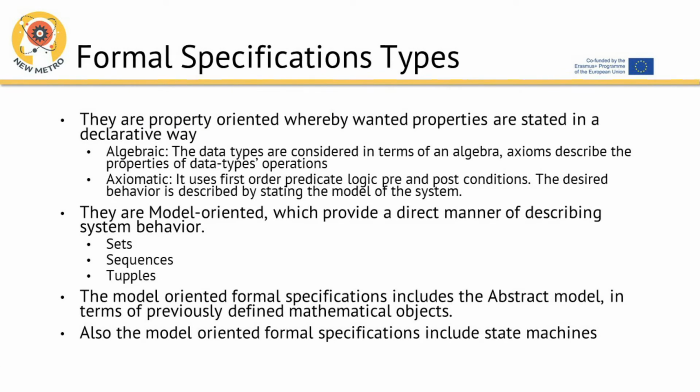Formal specifications types. They are property-oriented whereby wanted properties are stated in a declarative way. Algebraic, the data types are considered in terms of an algebra. Axioms describe the properties of data types operations. Axiomatic, it uses first-order predicate logic pre- and post-conditions. The desired behavior is described by stating the model of the system.